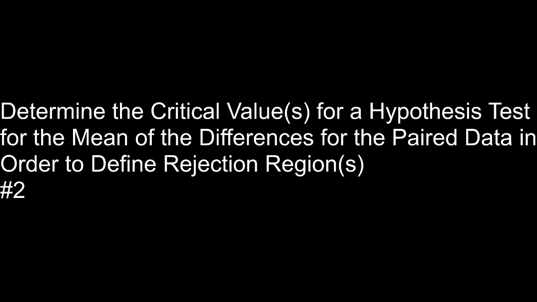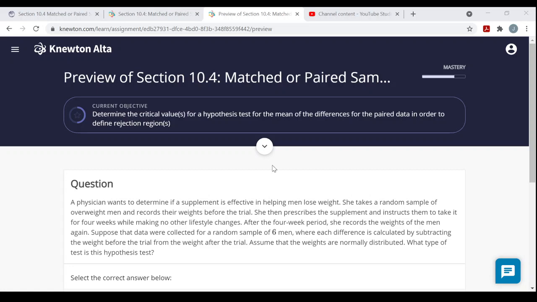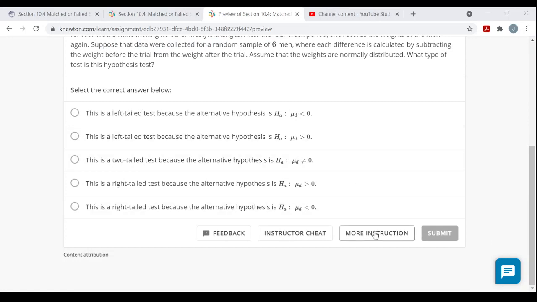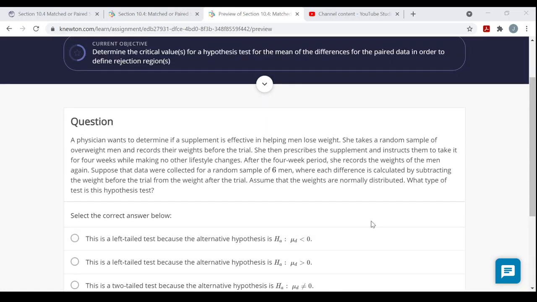I'll probably explain a little less in this one. Okay, so let's just take a look at the problem. Again, if you're unfamiliar with the topic and want to see more about it, click on More Instruction and look at their videos, their notes, their examples, and hopefully those help.